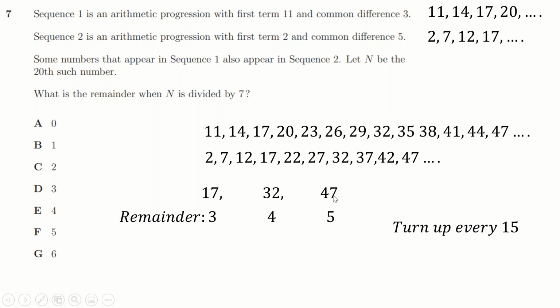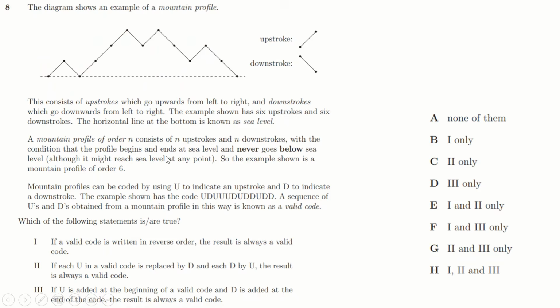The remainder is 2 more than the number of it. So the 20th matching term is going to have remainder 22, but remainder 22 is remainder 1 because 21 is divisible by 7, so this is remainder 1. So yeah, B is 1.